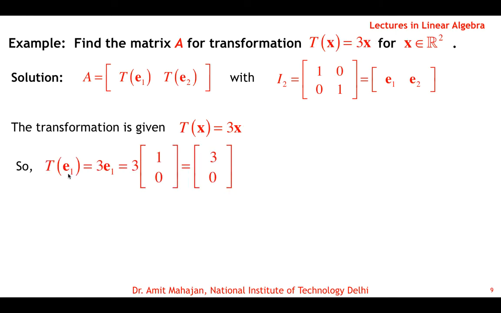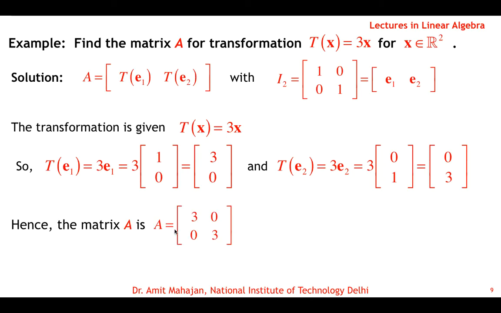Okay, so we can easily calculate TE1, which is 3E1, and E1 is the known column vector (1, 0), so it is (3, 0), and similarly TE2 is (0, 3). So immediately we have that the transformation matrix A is [3 0; 0 3]. Okay, so this way we can calculate the matrix of transformation.